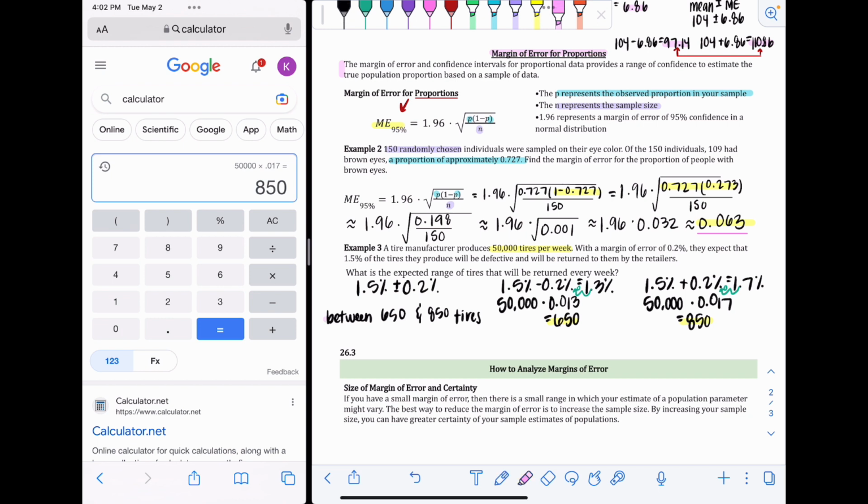So just to run through that problem really quickly, they expect that 1.5% of the tires will be returned, but they have a 0.2% margin of error, so we have to stray 0.2% above and below that expectation. So if we go below it, that's 1.3%. If we go above it, that's 1.7%, and that puts us at in between 650 and 850 tires.